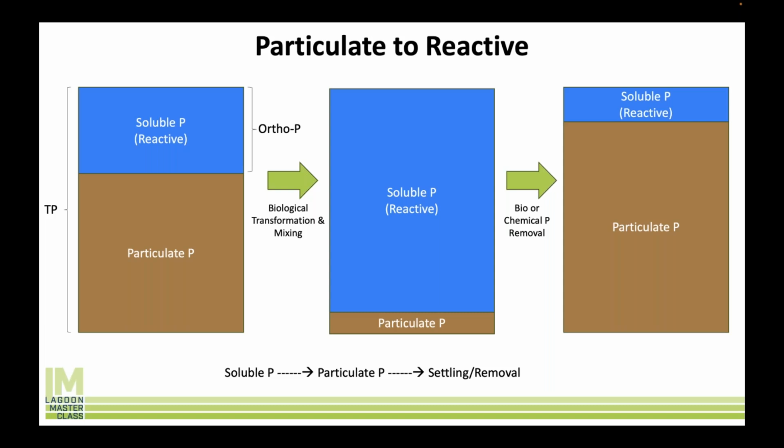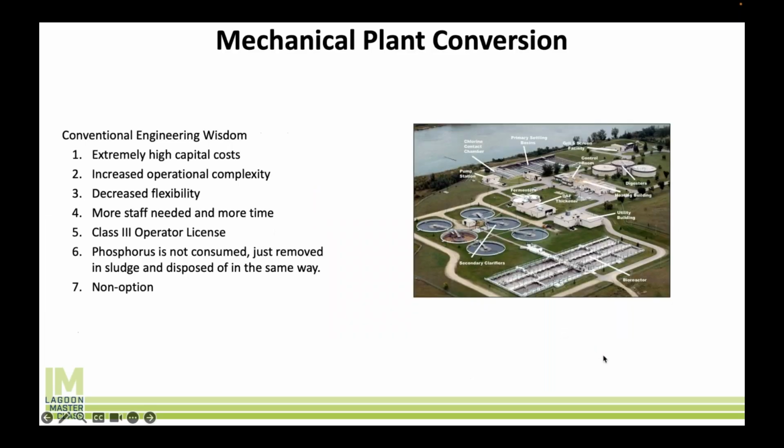So I think it's important to note that when you look at a mechanical plant solution, you're not removing the phosphorus in the sense that you are, let's say, with BOD that turns into carbon dioxide, or total nitrogen that turns into nitrogen gas, right? All you're doing is sequestering the phosphorus in the solids that then get removed. That's what a mechanical plant will do, and you can do that biologically.